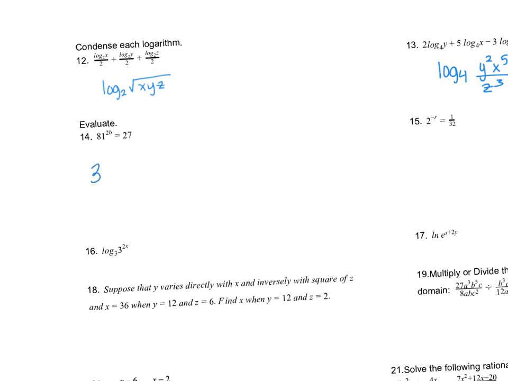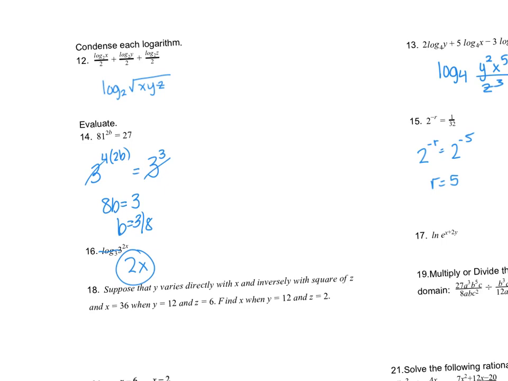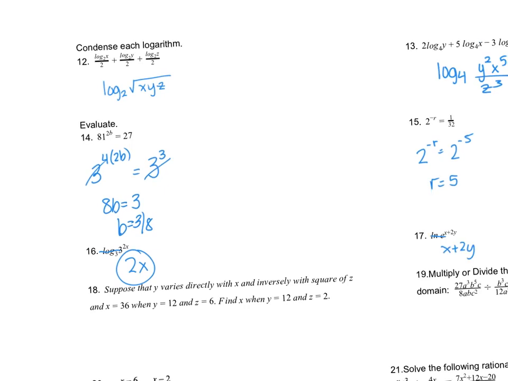Evaluate 3 to the 4th times 2b equals 3 to the 3rd. Drop 8b equals 3. b equals 3/8. 2 to the negative r equals 2 to the negative fifth, r equals 5. These cancel, 2x, ln e x plus 2y.